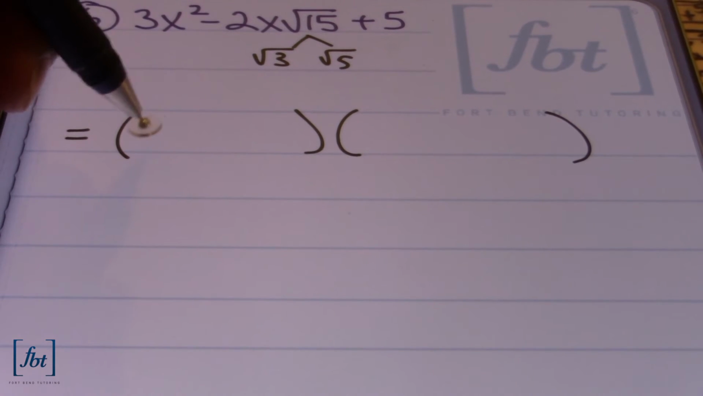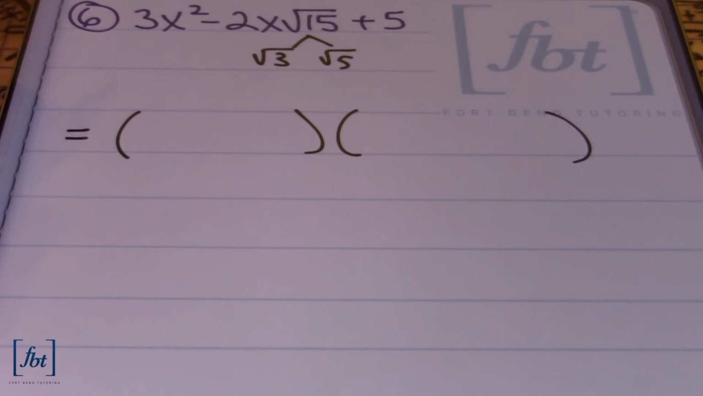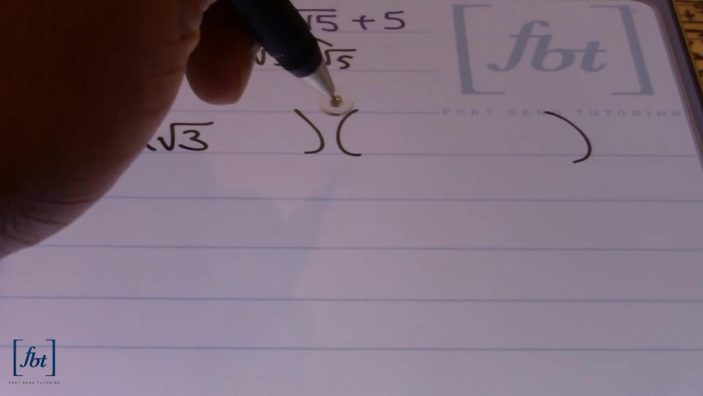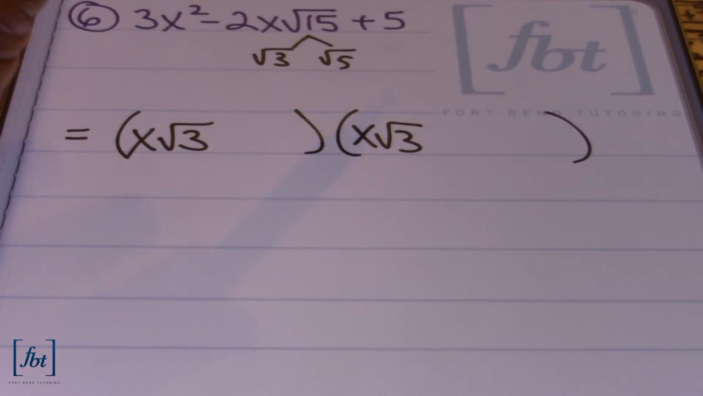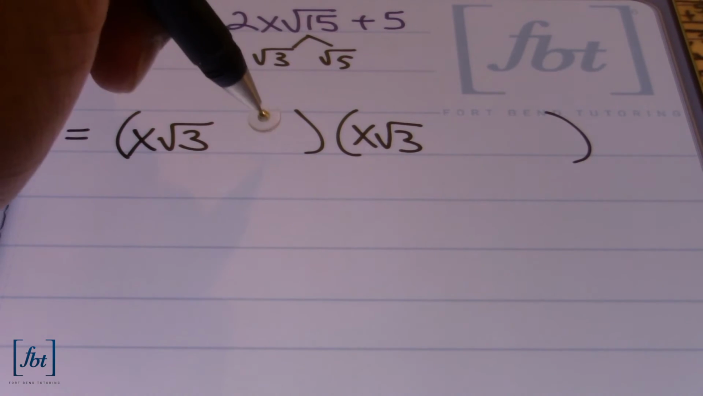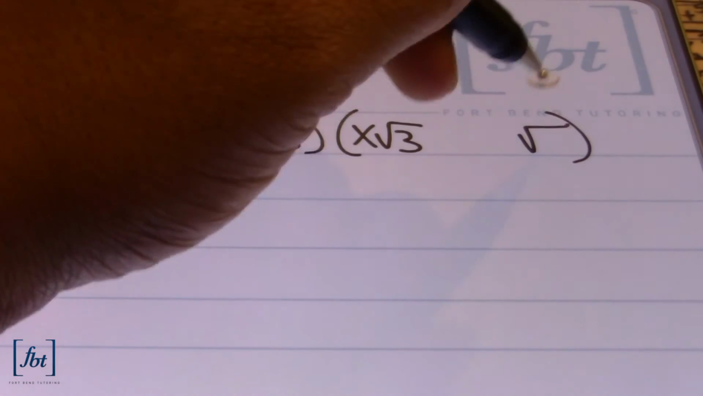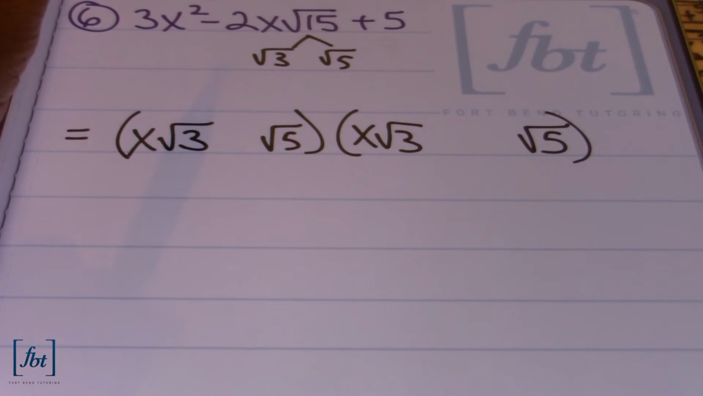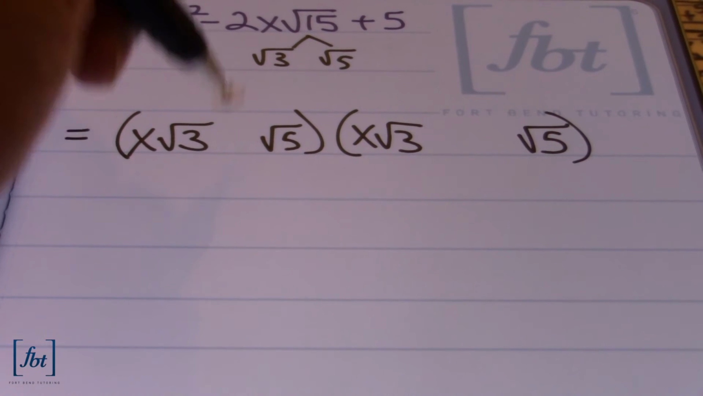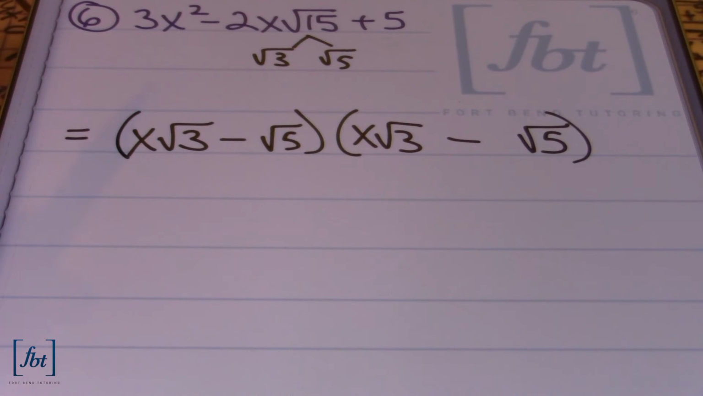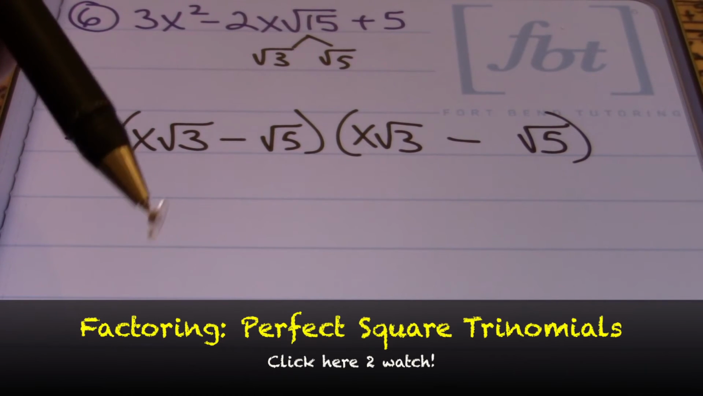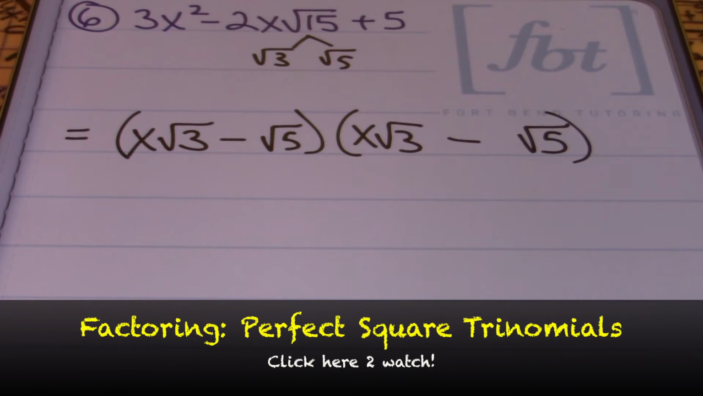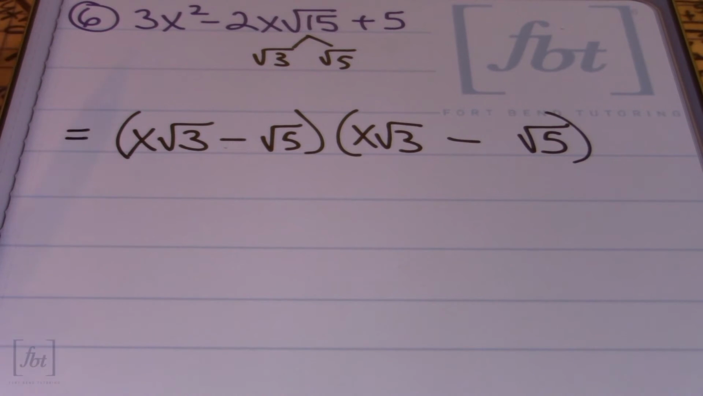I'm going to say that this first term, because we're taking the square root of 3x squared, will be x times the square root of 3. That because of our last term, that's going to be square root of 5 and square root of 5. Because our middle term is negative, with negative 2x square root of 15, both of these terms are going to have to be negative. I'm starting to think that we are ending up with a perfect square trinomial here as far as the factoring pattern is concerned. We apply that factoring pattern for the perfect square trinomial to problem number 6.